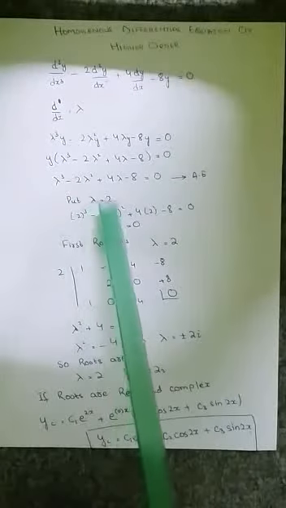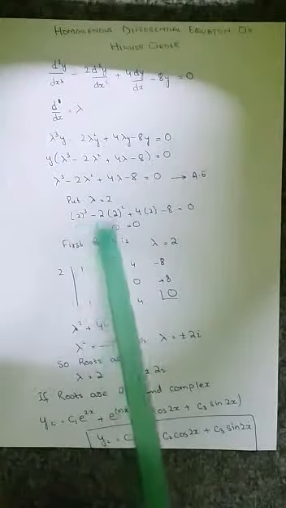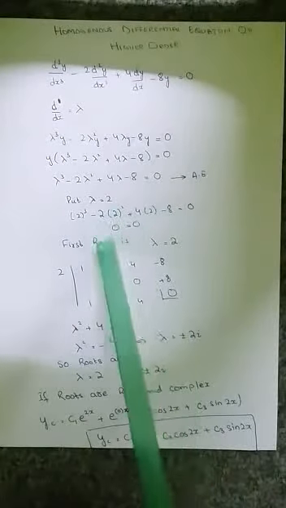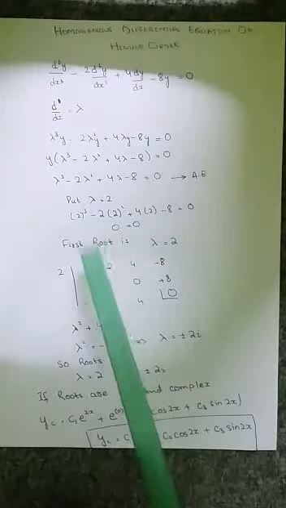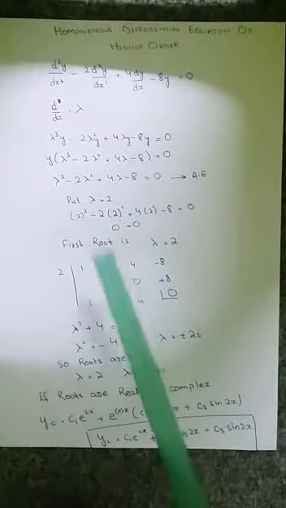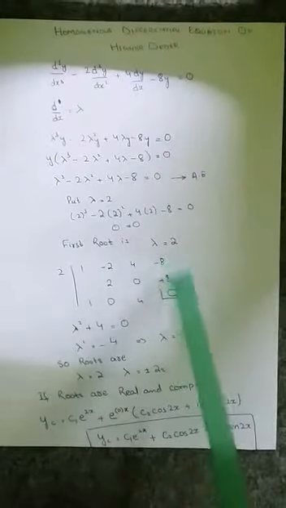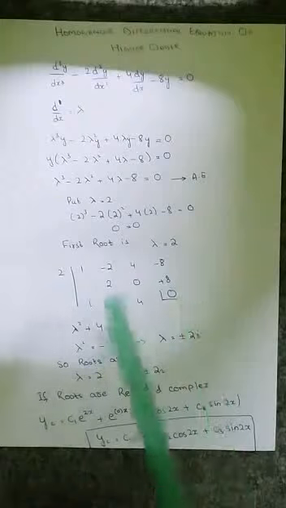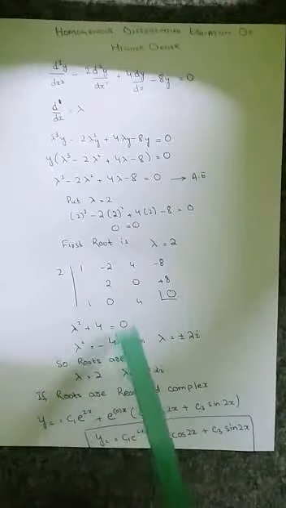If I put lambda equal to 2, you can see that it will become 0. So my first root is lambda equal to 2. By using the root and the systematic division, I get the equation. Here you can see I have done the systematic division out here. I get the equation lambda square plus 4 equal to 0.